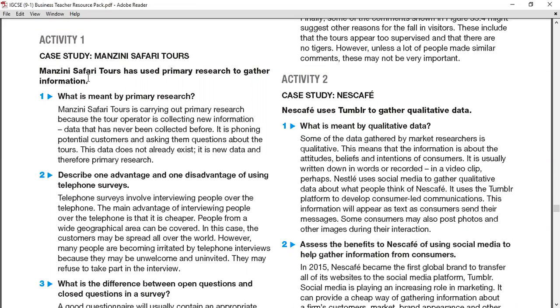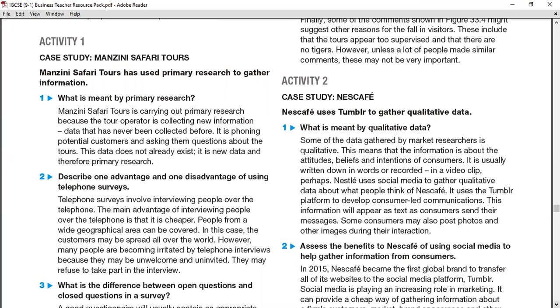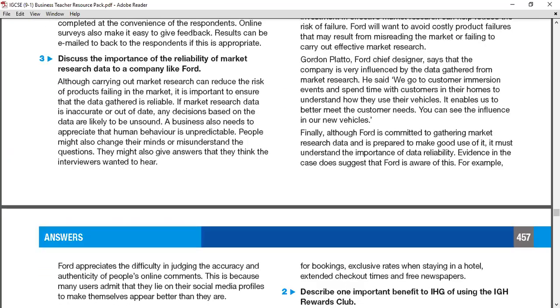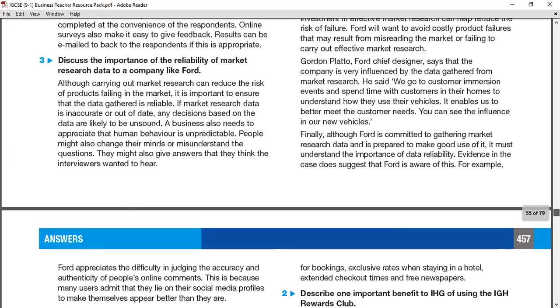So we can just say Manzani Safari Tours is carrying out primary research because the tour operator is collecting new information that has never been collected before. That's how you define it, right? And the second question: describe one advantage and one disadvantage of using a telephone survey. In this case you can see it is an analyse question, analyse the advantage and disadvantage of using a telephone survey.